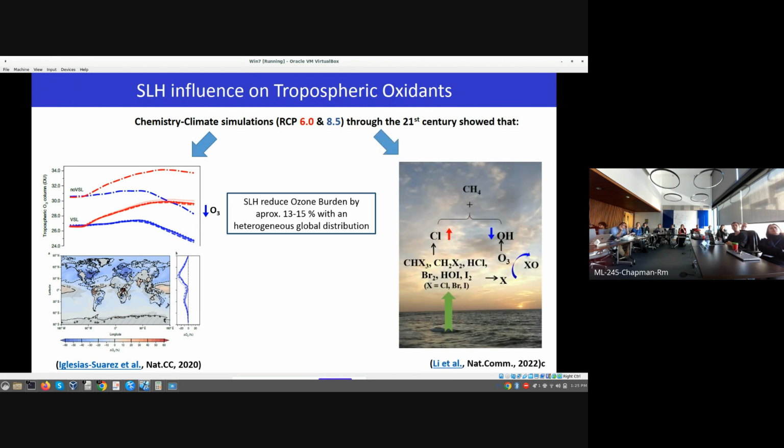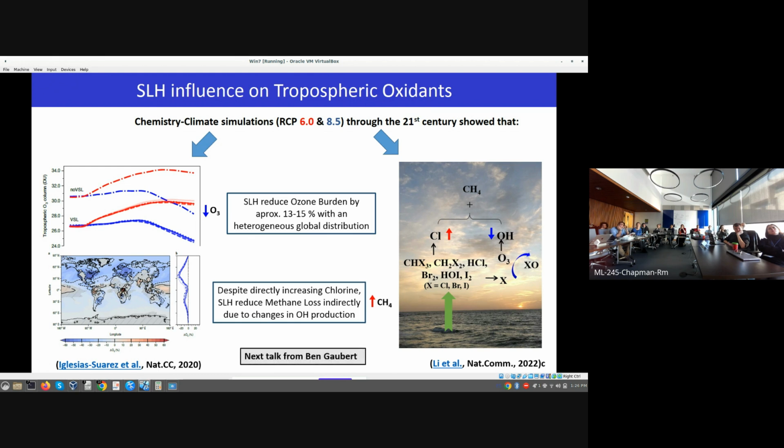And in addition to that, because of that ozone reduction, there is also a reduction in OH. So we have more chlorine, which will destroy more methane, but at the same time we have less OH, and that will increase the methane lifetime. With that, we found that including halogens finally ends up increasing the lifetime and the burden of methane. And I know Ben is presenting later some results on this using the new CSM2 version.